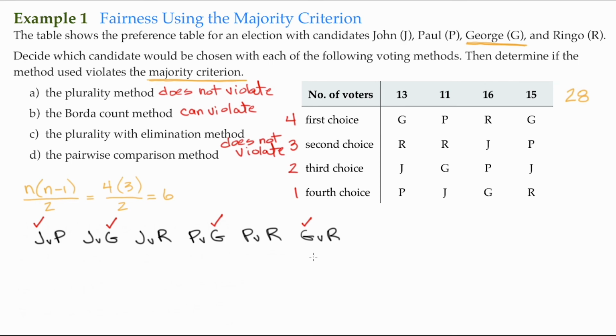So the pairwise comparison method does not violate the majority criterion. So the only method that violates the majority criterion is the Borda count. And there we go.